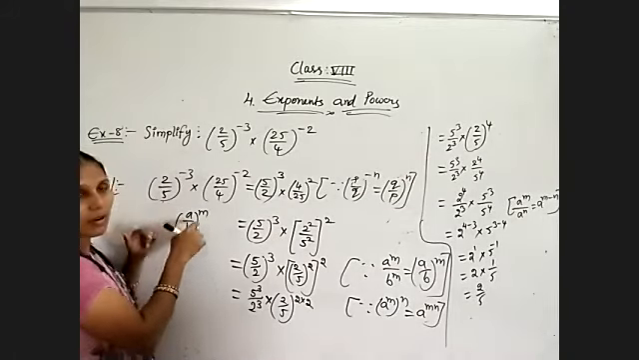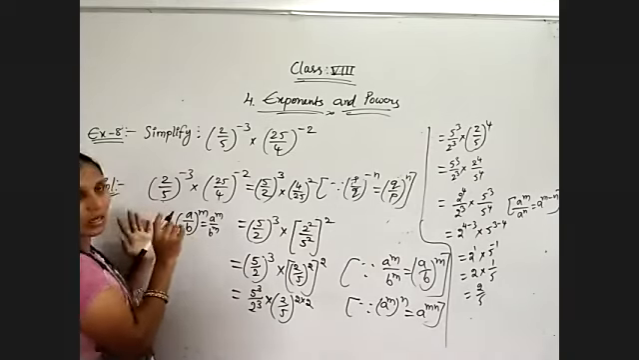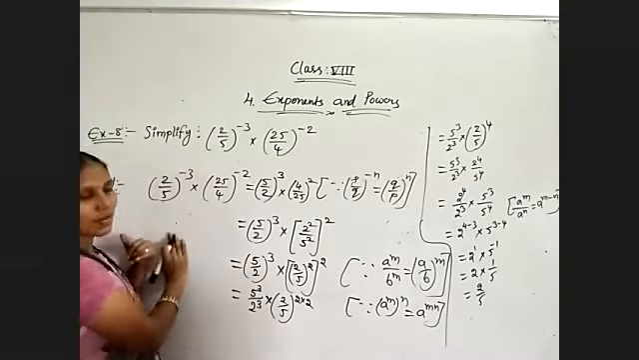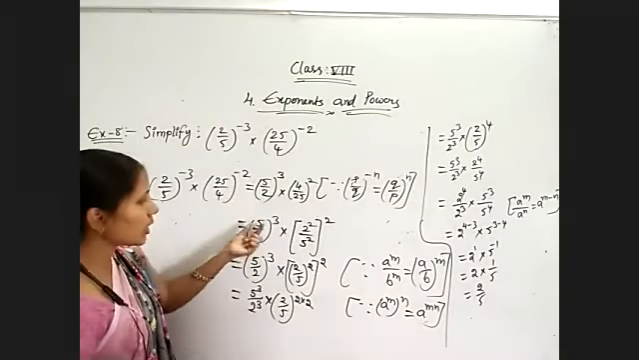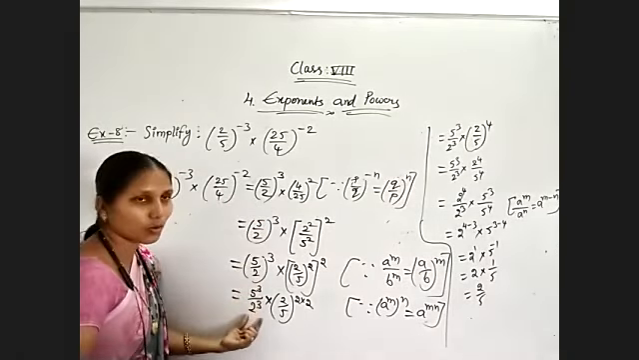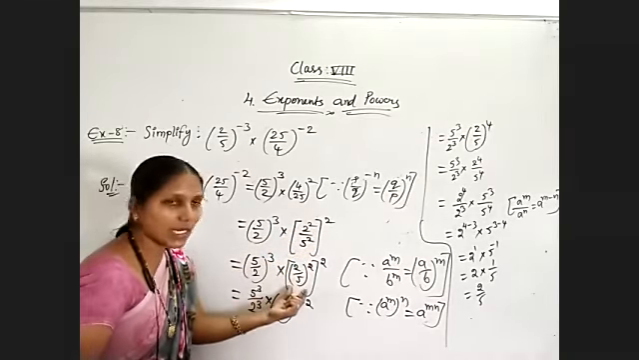A by b whole power m is equal to a power m by b power m. If they are given in separate position, we need to combine. That's all. Only one formula, and we must use it on both sides. So 5 by 2, a by b given combined, so we need to separate that. So 5 cube by 2 cube. Here I got them separately, so I am combining this.